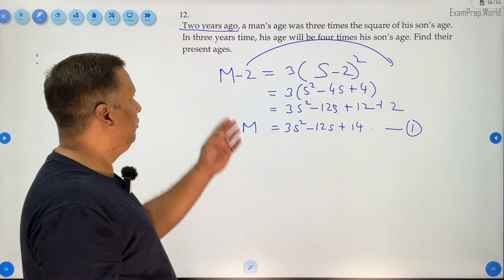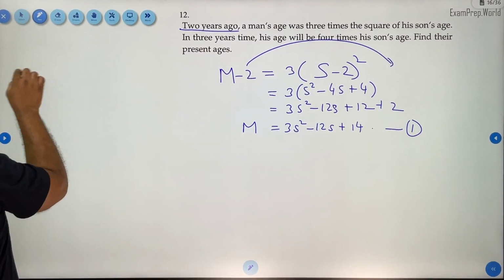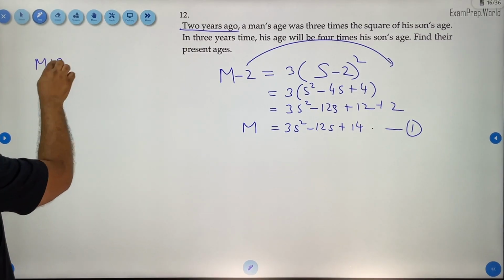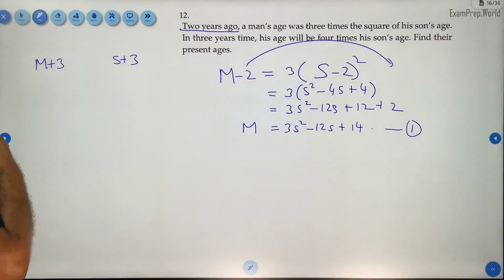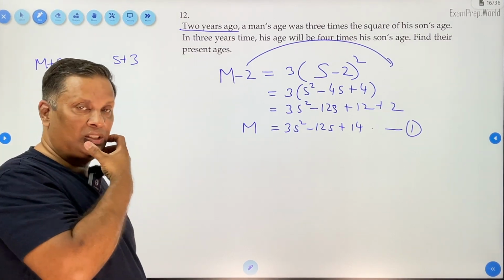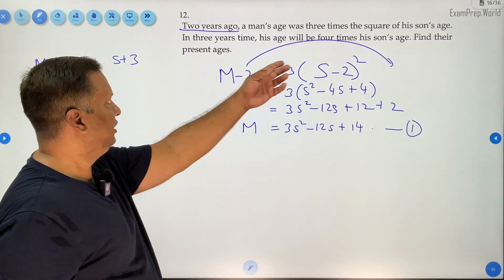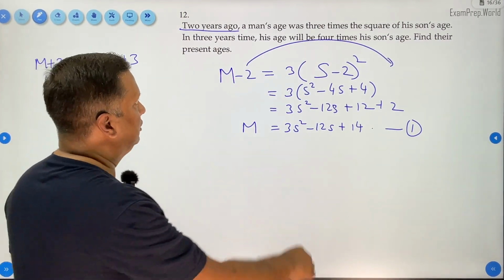Now let us go 3 years later in time. 3 years later, what will be the man's age? It is m plus 3, and what is the son's age? It is s plus 3. Now, what is the relation? His age is 4 times, right? See, 4 times.